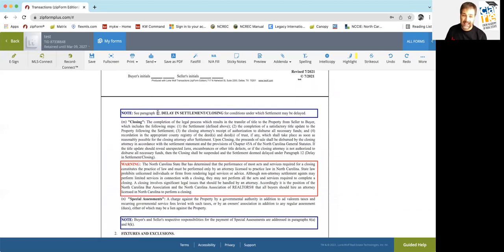If there is a delay in settlement, note in this box, we'll see it here in just a minute, but that delay in settlement is now only 7 days. Some of you might be used to a 14-day delay. It is not. It is only 7 days.